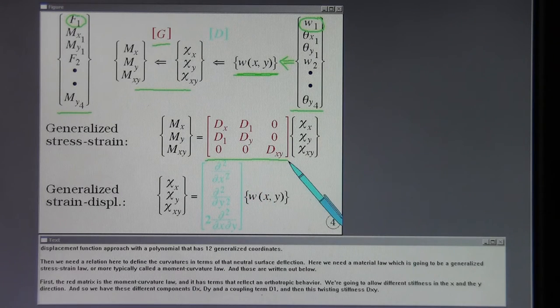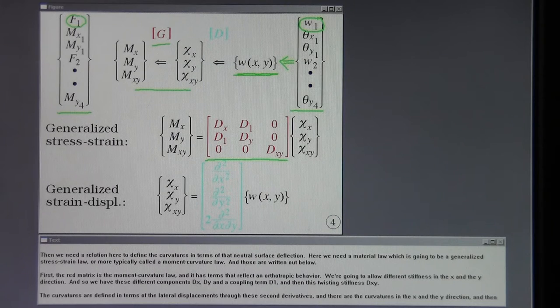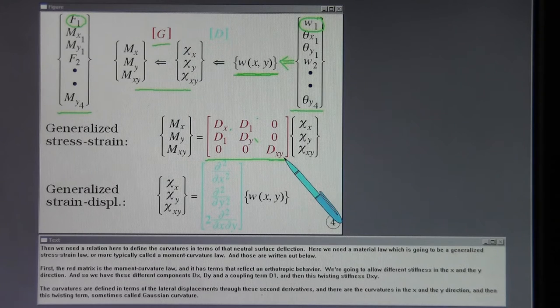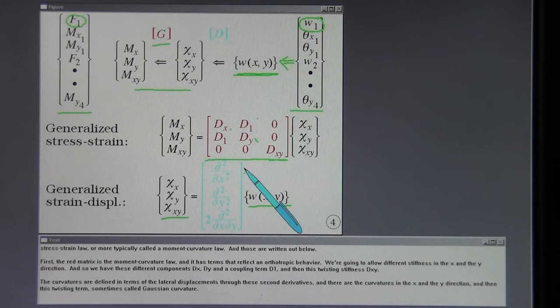First, the red matrix is the moment curvature law, and it has terms that reflect an orthotropic behavior. We're going to allow different stiffness in the x and the y direction. And so we have these different components, Dx, Dy, and a coupling term, D1, and then this twisting stiffness, Dxy. The curvatures are defined in terms of the lateral displacements through these second derivatives, and there are the curvatures in the x and the y direction, and then this twisting term, sometimes called Gaussian curvature.